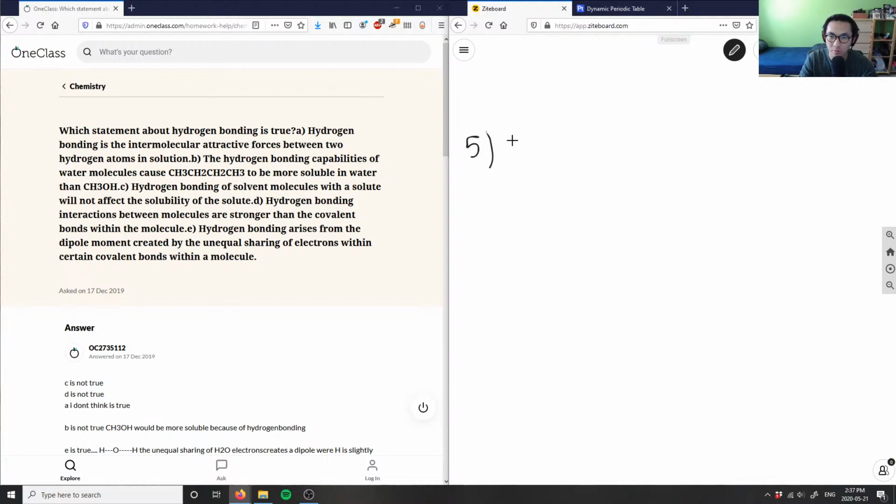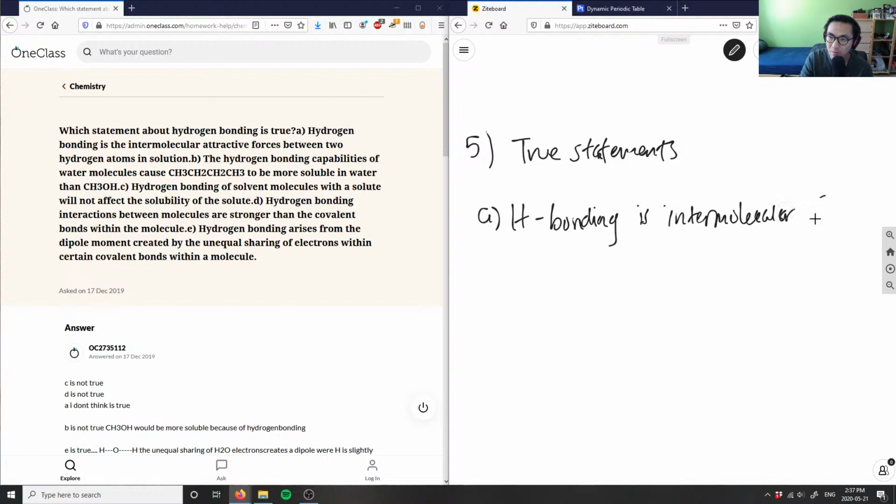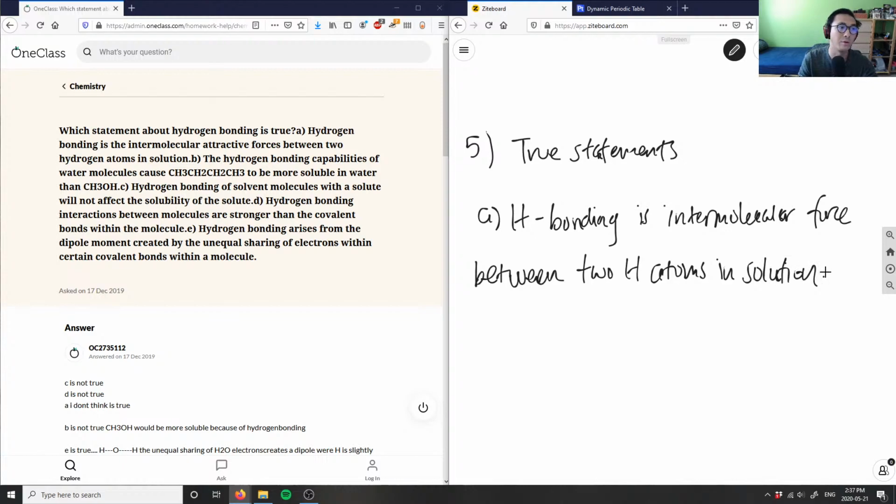So I want true statements. A here says H bonding is the intermolecular attractive force between two hydrogen atoms in solution. And right off the bat, we know that this is false.